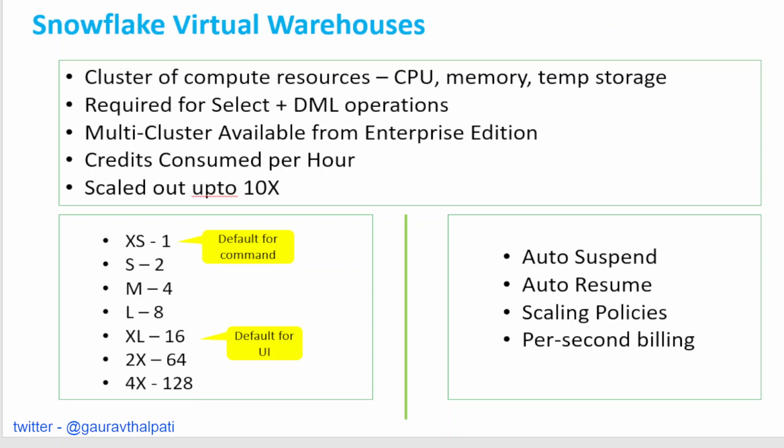And this number, right, XS is 1, small is 2, it also defines the credits per hour. So if you are running an extra small cluster for 1 hour, 1 credit will be consumed. But if you are running a small cluster for 1 hour, 2 credits will be consumed. Similarly, if you are running a large virtual warehouse for an hour, 8 credits will be consumed. So this number also corresponds to the credits as well as the compute servers behind that.